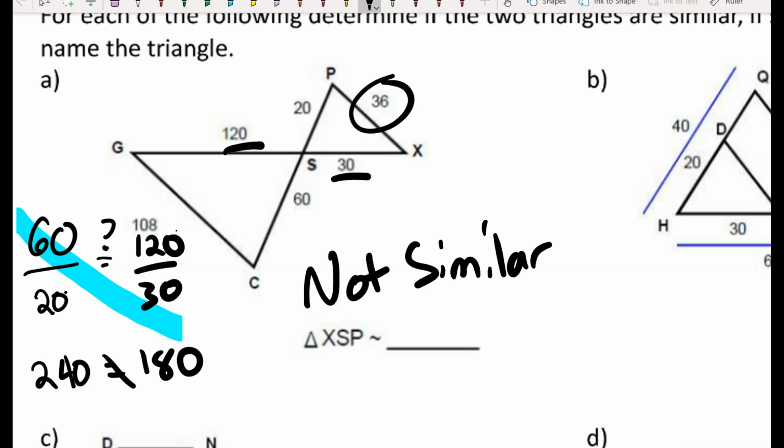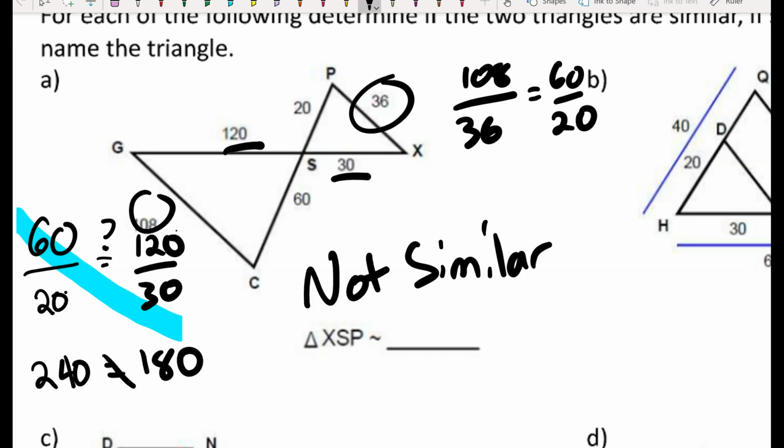And you could check that for the other ones as well, and you'll find that, yeah, 108 over 36 is equal to 60 over 20, but I need all three pairs of sides to be proportional for these triangles to be similar.